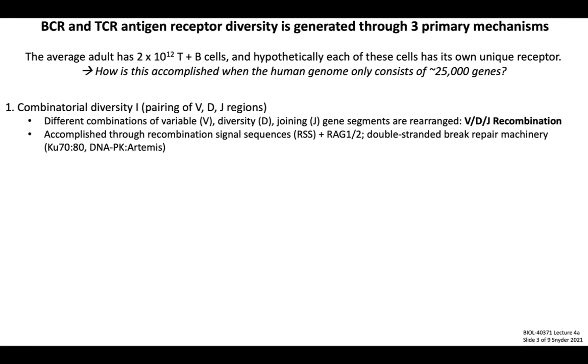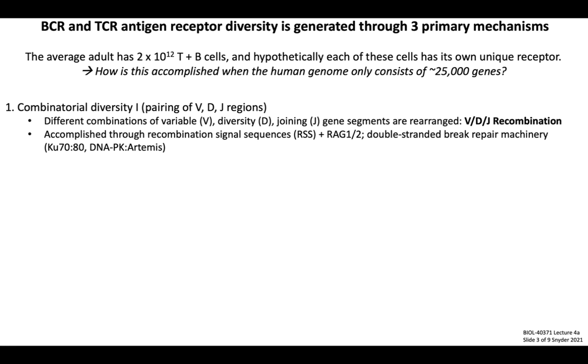The first is a form of combinatorial diversity that is achieved through the splicing together of assorted variable, or V, diversity, D, or joining, J, gene segments, which make up the CDRs of antigen receptors. Each of these segments come in many different forms, and any V region can pair with any D and any J region through a process of genetic rearrangements called VDJ recombination. VDJ recombination is responsible for forming many different combinations of individual V, D, and J gene segments, which encode the CDRs of the antigen binding site, and this is why we refer to this as combinatorial diversity.